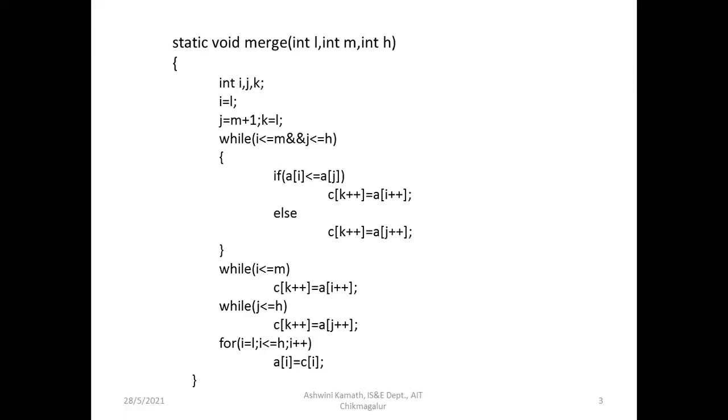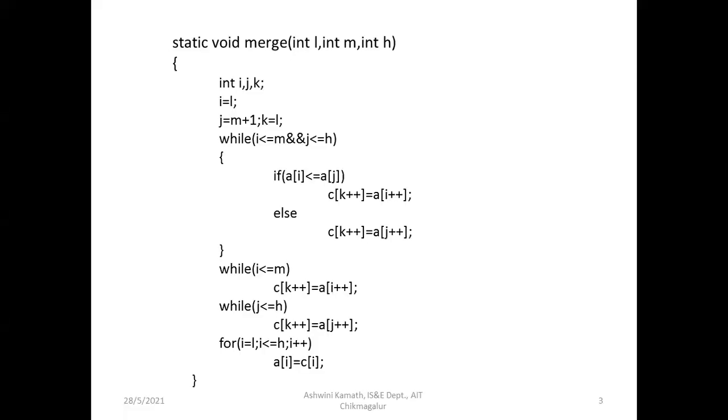Static void merge(int L, int M, int H). So here this is a method or function. Usually in Java, functions are called methods. Static void merge: static because without creating an object of the class MergeSort, I'm going to call this function merge. Void, it will not return anything. We are passing int L, left index, M, middle index, and H, last index, high. Three variables we are passing.